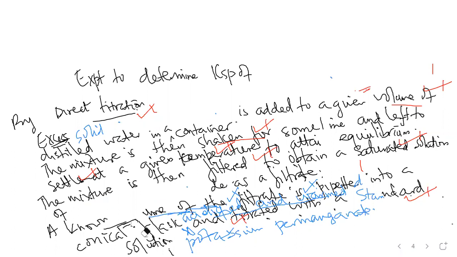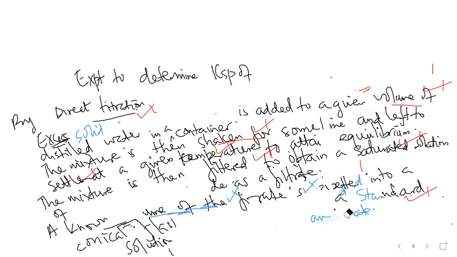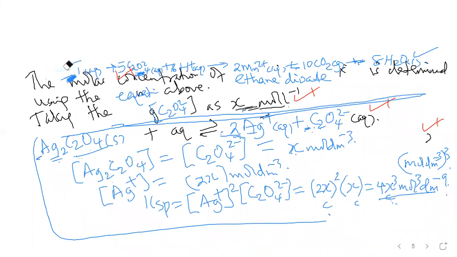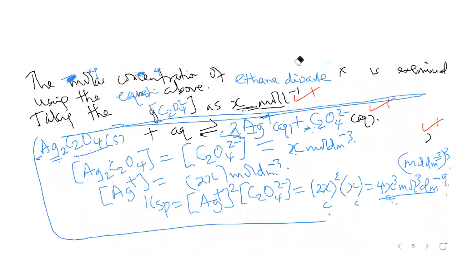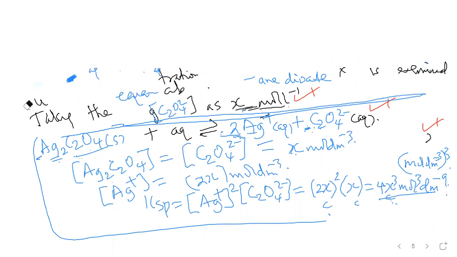By direct titration. I'm going to get that of potassium iodate by direct titration.